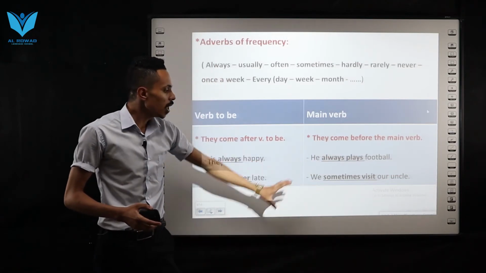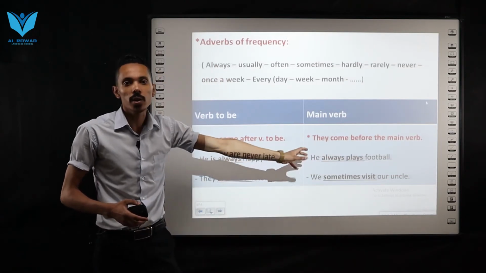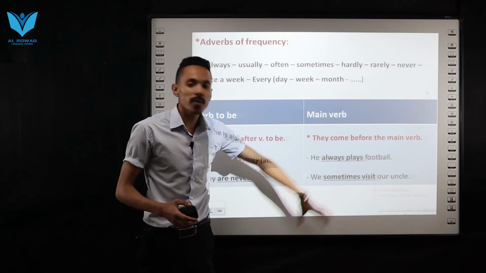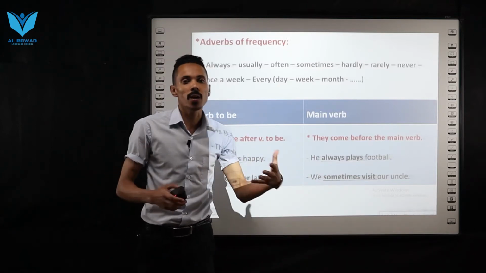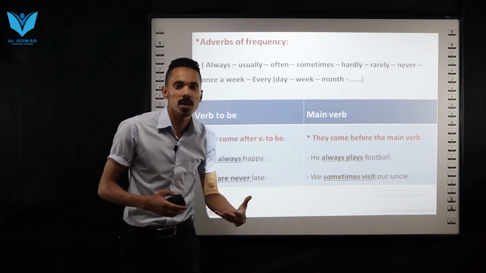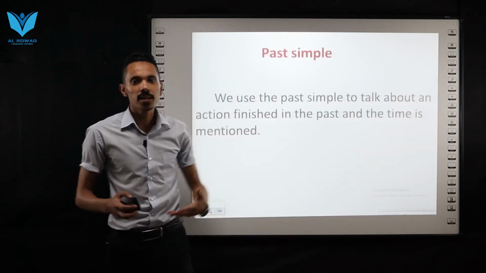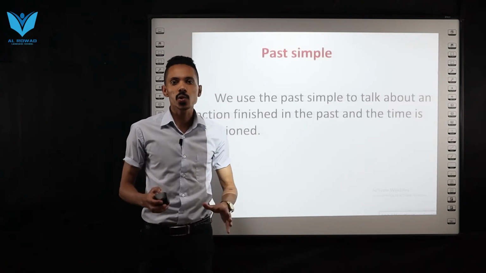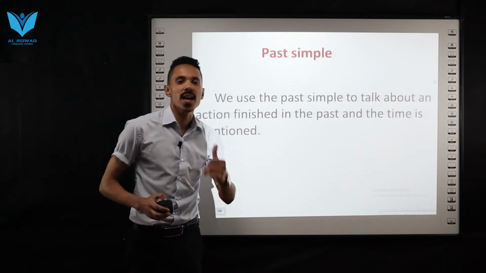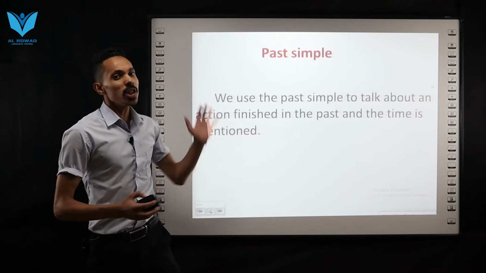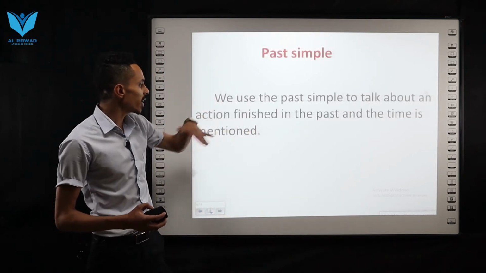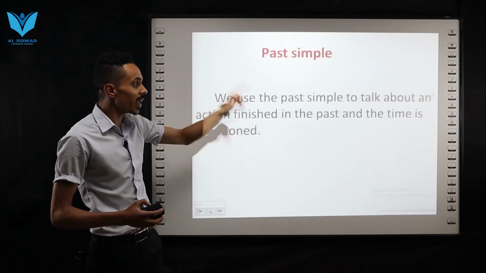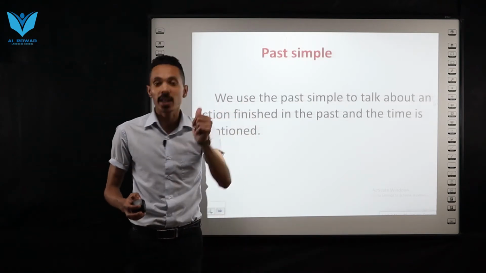The second one, we sometimes visit our uncle. This means we do the verb for 3 or 4 times a week or a month or a year. This means sometimes. The second tense we're gonna talk about is the past simple. When I use the past simple, I use it to talk about an action finished in the past and the time is mentioned.